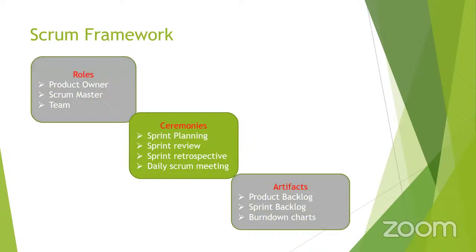And in this Scrum framework, first we have covered all the roles, which are the product owner, Scrum Master, and the team. Now the important part is the ceremonies. We have different activities like planning, review, retrospective, and daily meeting. We'll look at each one now.